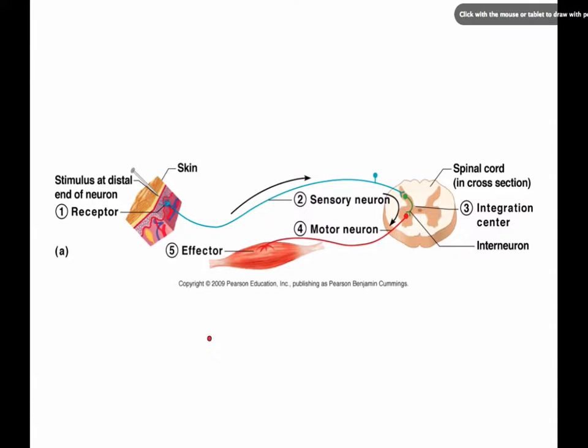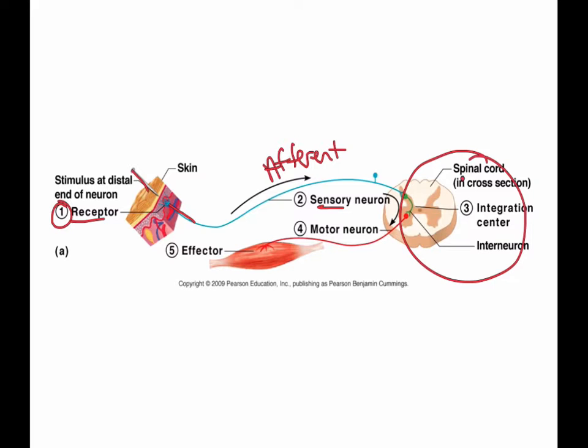Here's a diagram of what that looks like. If you had a pin that pricked your skin, the first thing that happens is the receptor. Your cutaneous receptors pick up on the fact that now there's a pin in your skin. Then the blue one is our sensory neuron, or our afferent pathway. Then from there we have our interpretation, or integration.